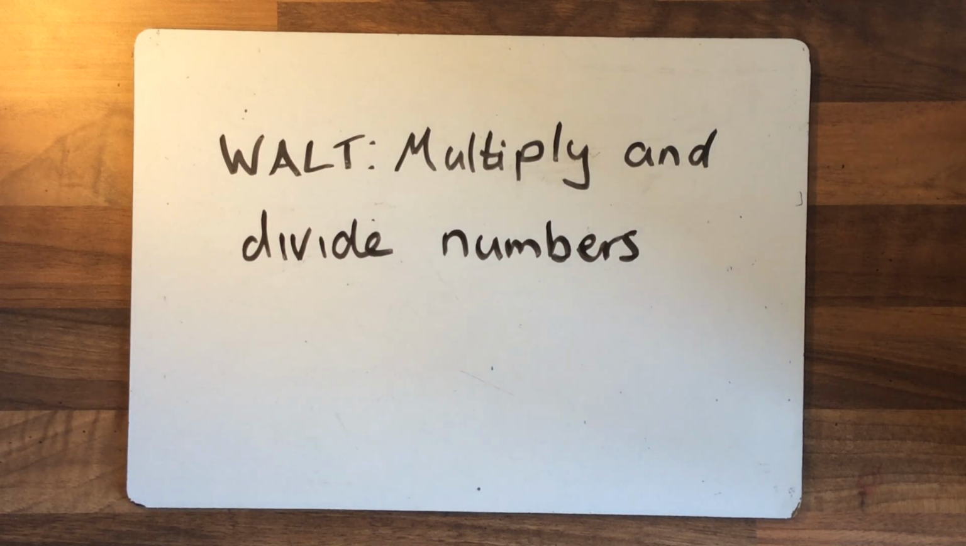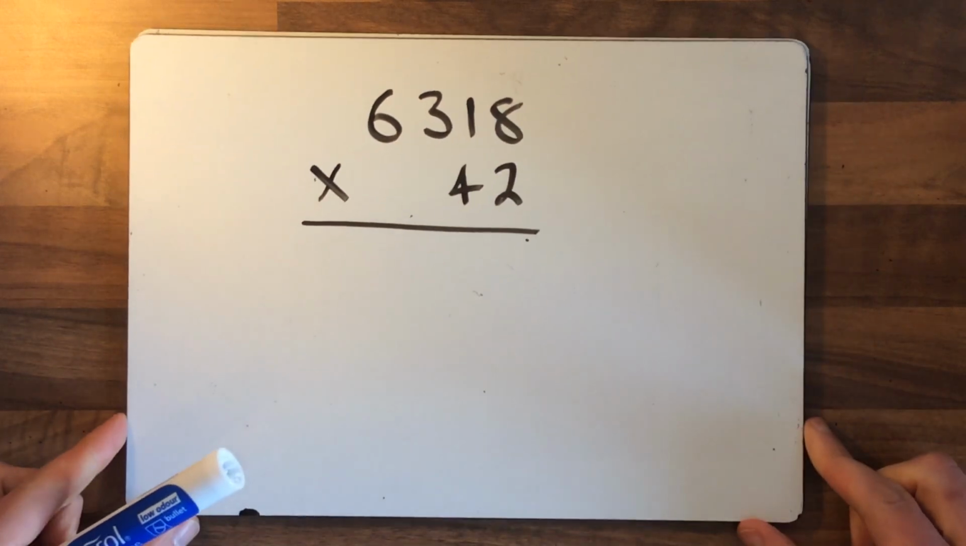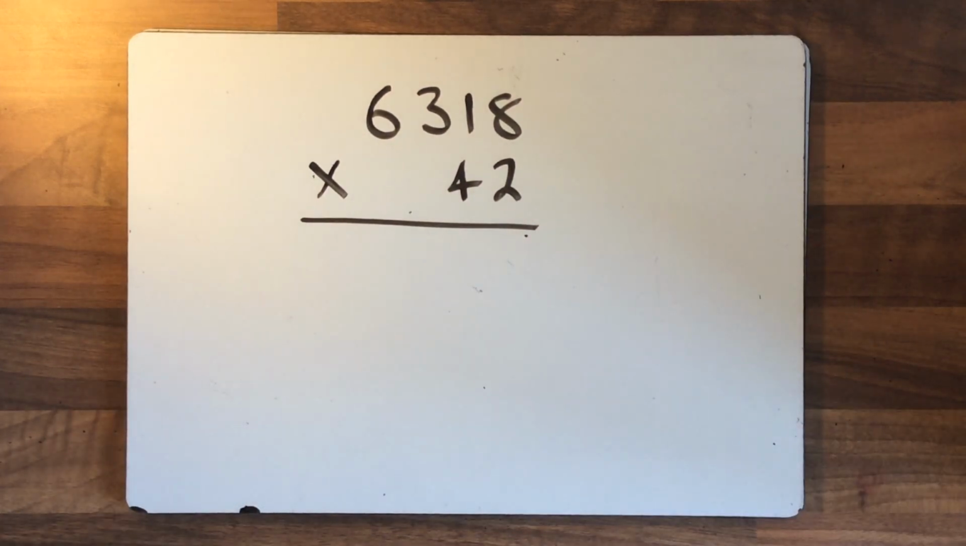You need to be able to do them with your eyes shut. You need to be able to do them in whatever context you get given. So that's what we're doing today. We're learning to multiply and to divide numbers. So what we will do is I will go through this one, talking through this one, and then I'll give you another one for you to have a go at. And we'll do the same with some divisions.